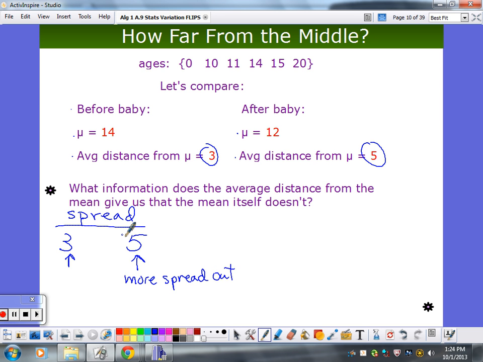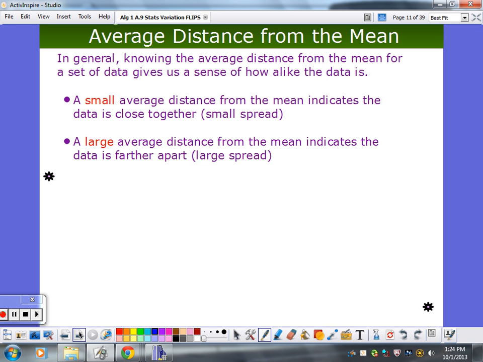So the bigger this number is, the more spread out your data is, the smaller it is, the less spread out. And by spread out, what does that mean? These numbers are more alike, meaning compared to each other. And these numbers are more different compared to each other, because we now have wider age spreads once that baby came into play. So a small average distance from the mean indicates the data is close together, and a large average distance from the mean indicates the data is farther apart.